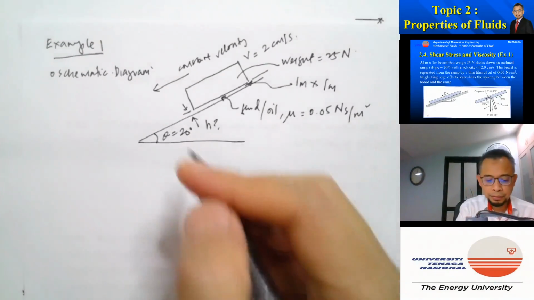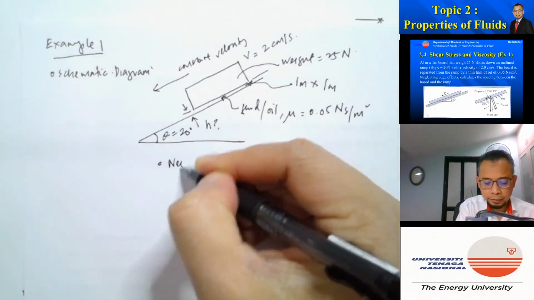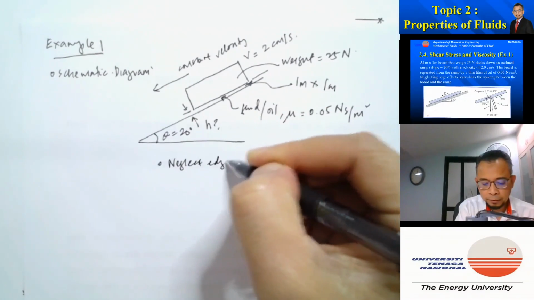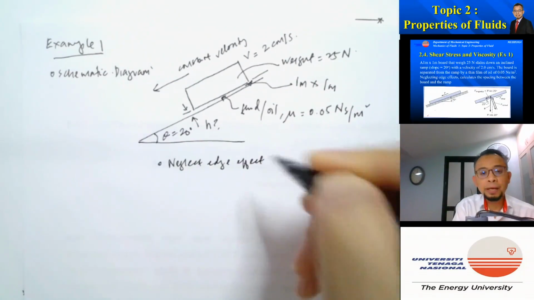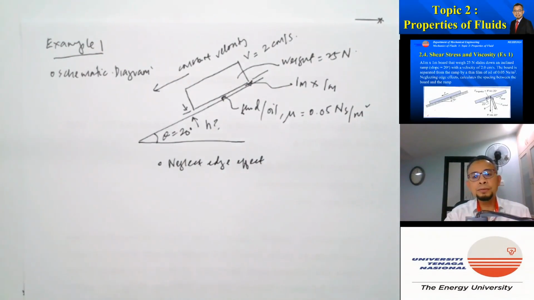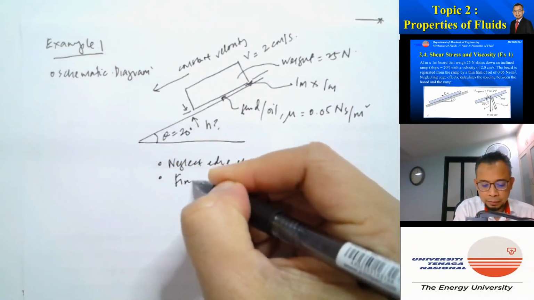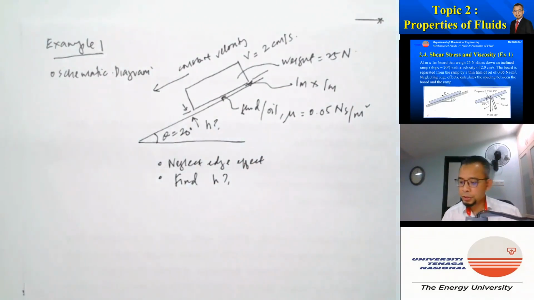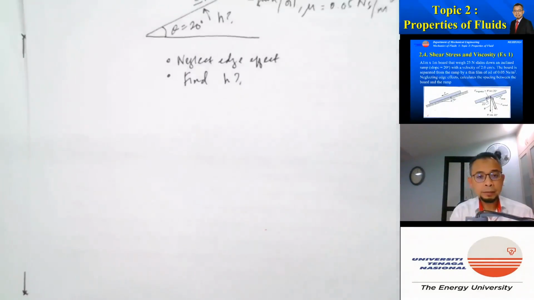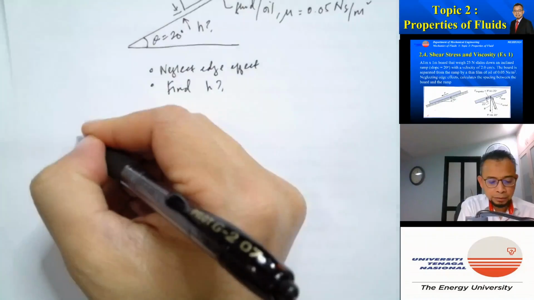So the question also asks us to neglect the edge effect. That means that we're going to assume that everywhere on the surface of the board which is touching the oil, the shear stresses are all the same. So we are asked to find H. Okay, so now let us draw a free body diagram.